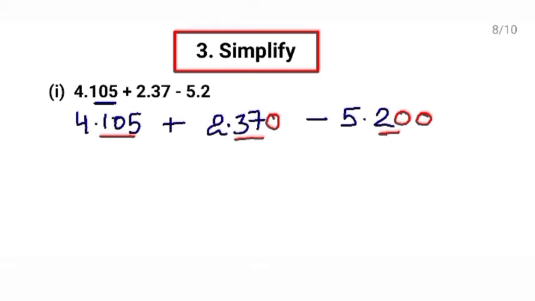Now you will simply calculate it. According to BODMAS, what do we do first? Firstly, we do addition. So these are of same sign. Add them.